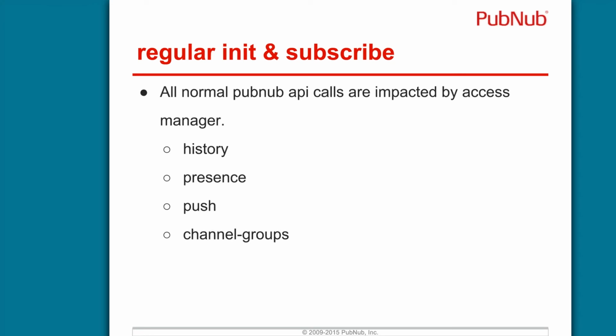All the add-on services PubNub provides, history, presence, push, channel groups, are all impacted by PAM. So you want to ensure that you're aware of that. You can't have an app that's going to listen for presence or retrieve history that hasn't been granted access to the channels that are required.